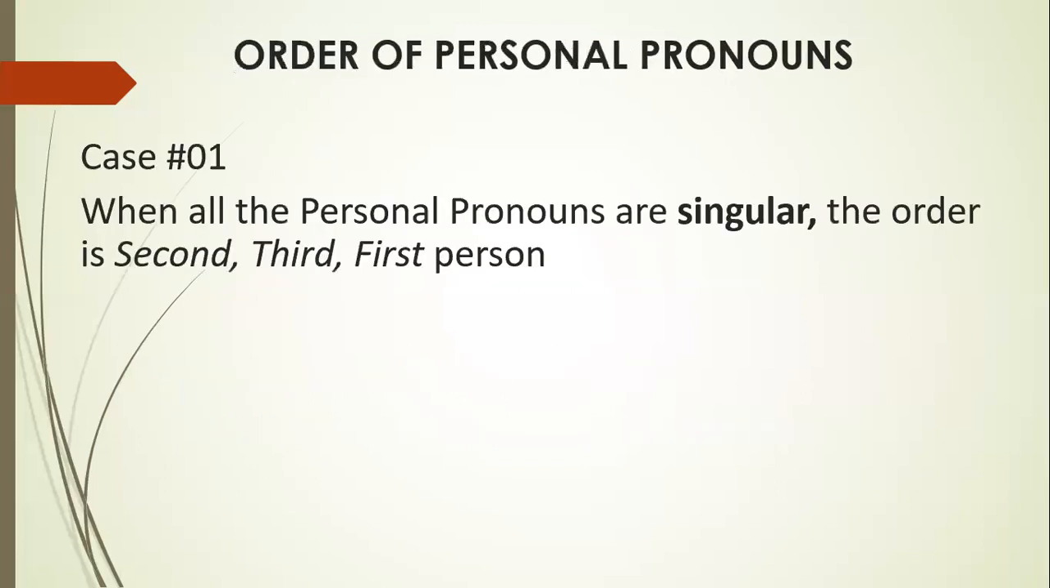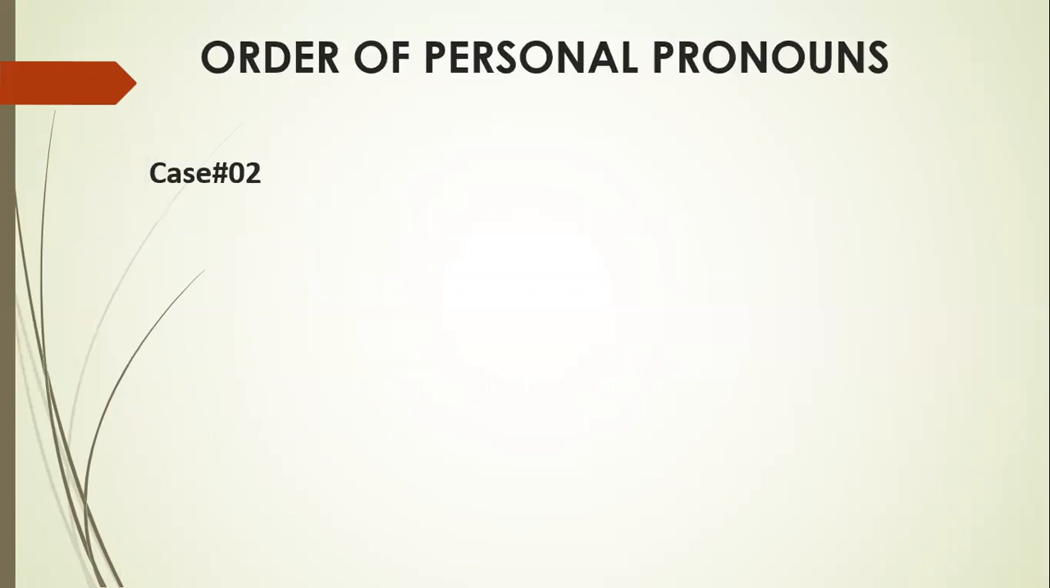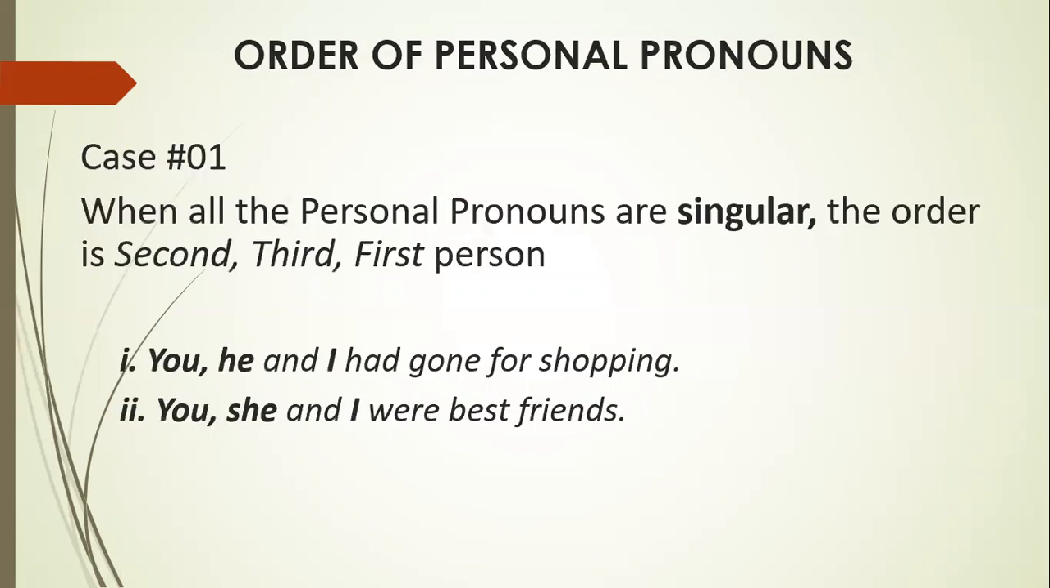Let's check more examples. When all the personal pronouns are singular, the order is second, third, and first person, as I've already said. So: you, he, and I. Second person first, third person later, and the first person at the end. You, he, and I had gone shopping. You, she, and I were best friends. So second, third, and first person in order, especially when we talk about the singular.